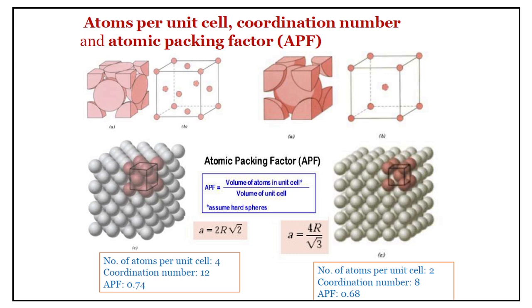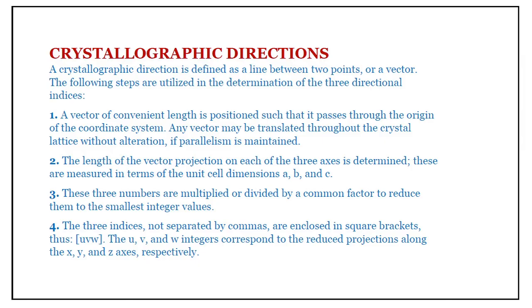Okay, so the formula for that one is a = 2R into root 2. Okay, so you can see in a simple cubic structure, body centered cubic structure, FCC structure and HCP structure, the coordination number, atoms per unit cell and atomic packing factor play a major role. Okay, you can see the number of atoms in the unit cell is 4. In a BCC structure, the coordination number is 12 and the atomic packing factor is 0.74, whereas in the other structure, the FCC structure, the number of atoms per unit cell is 2, the coordination number is 8 and the atomic packing factor is 0.68.